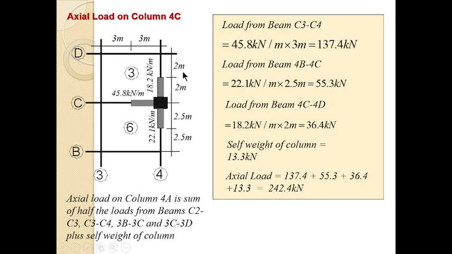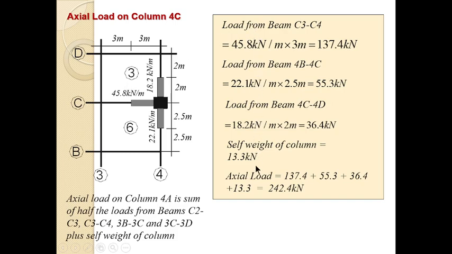The next one is the axial load on column 4C. We can just follow the same pattern, the same thing that we have done on column 3C, on column 4C. But you know that column 4C, in the vertical axis, is carrying load from this beam and this other beam. In the horizontal axis, it is carrying load from only one direction. So this is the solution.